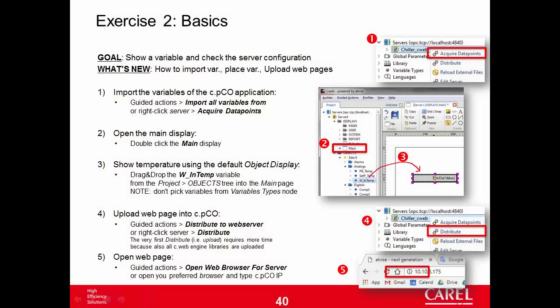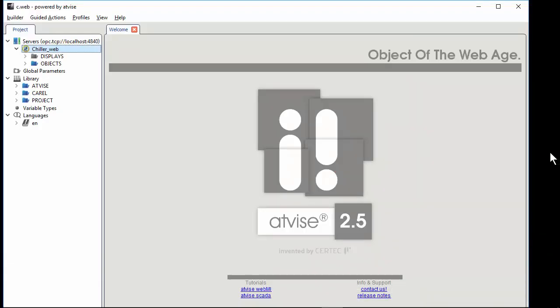Exercise the two basics. We can just show a variable, the water inlet temperature, in the page, and upload the page into the controller, just to see that everything works. We can start importing the variables from the files that we have exported earlier from C.WEB. We can do this in two ways.